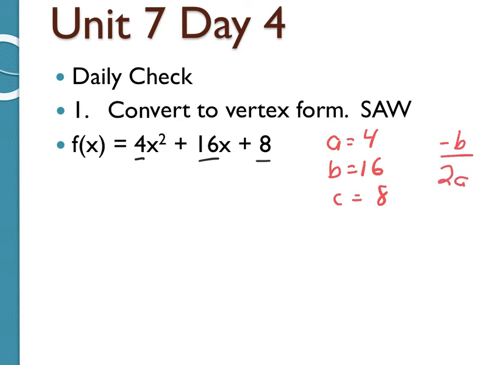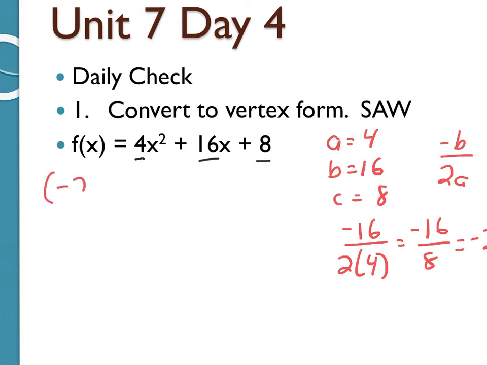And what that will do is it's going to identify the X value in our ordered pair of vertex. So we're going to go through and we're going to do negative 16 over 2 times 4. So negative 16 over 8, which is negative 2. So in our ordered pair, X is equal to negative 2.